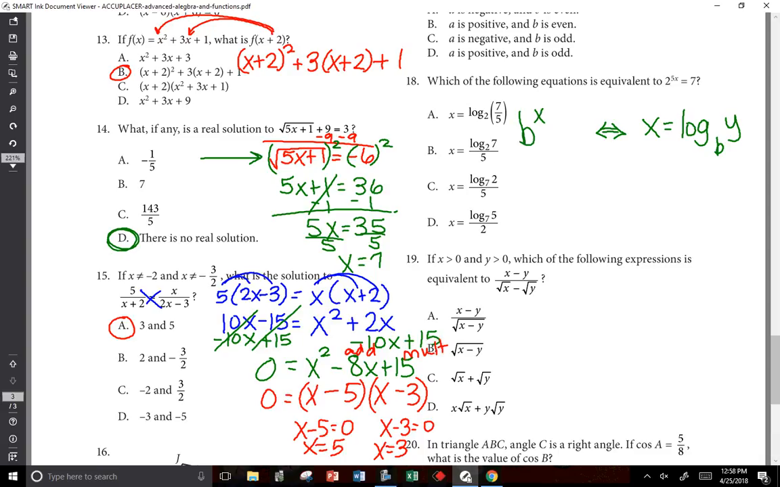But then they want to know what is the cosine of B. So it's still going to be over 8. Do you agree? But adjacent to it is going to be this side. So we have to do Pythagorean theorem. A squared plus B squared equals C squared. And you get the square root of 39, and the answer is C.